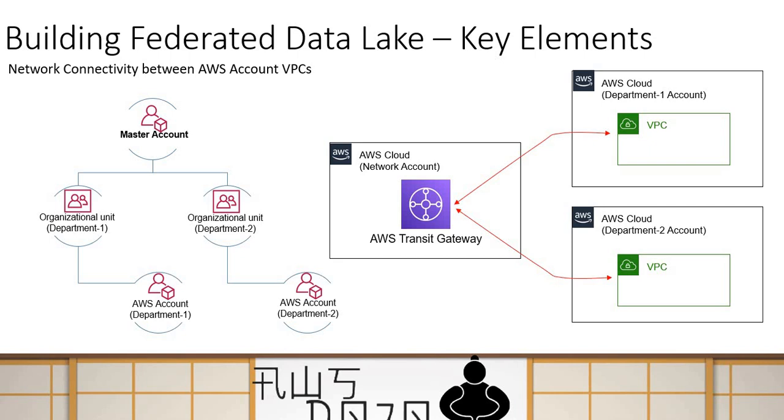This kind of connectivity should exist because resources like Redshift run inside a VPC. So unless you have VPC-level, network-level connectivity, you will not be able to access Redshift data from the Redshift resources. So having network connectivity is the second very important element.